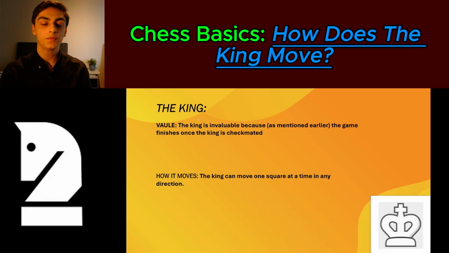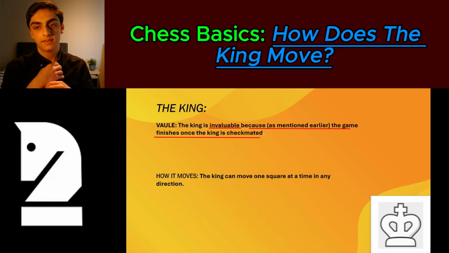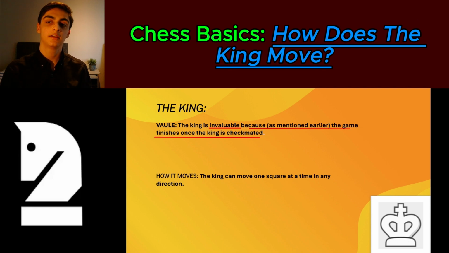So the king is the only piece on the chessboard where we don't give a value. It's invaluable. Why? Because as we said last video, the game finishes once the king is checkmated. You don't have to know what checkmate is right now. All you need to know is that the entire game depends on the king. So when the king is checkmated, the game is over, because that's how somebody wins. So because the game depends on the king, we can't really give it a value, because the whole idea of chess is to checkmate the king. So since we don't give it a value, we just say it's invaluable.